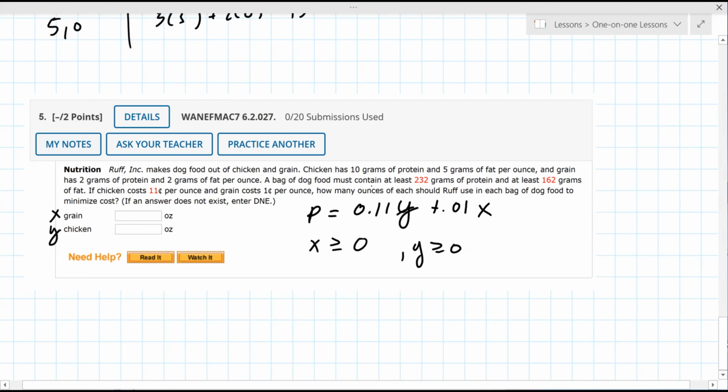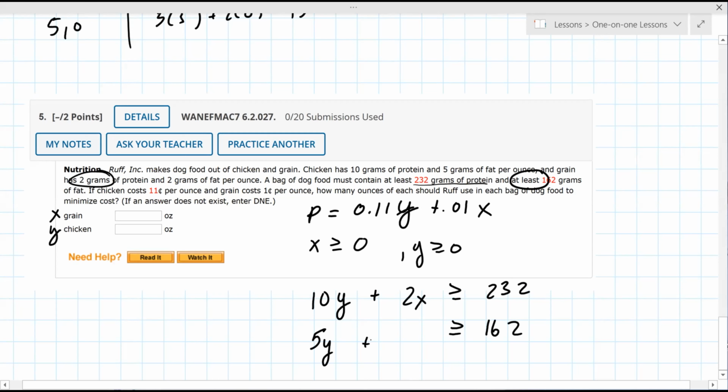Chicken has 10 grams of protein. So there's going to be a protein equation because they have to have at least 232 grams of protein. So 10y plus, go find the 2 grams there, 2x. It's really weird that they've done this out of order. It has to be greater than or equal to 232. And then the at least here means 162 for the fat.